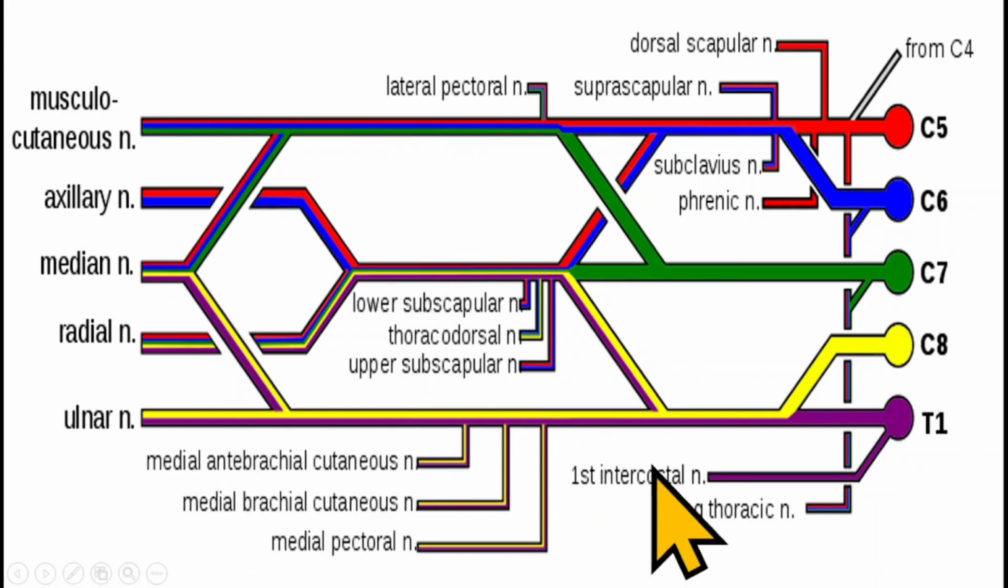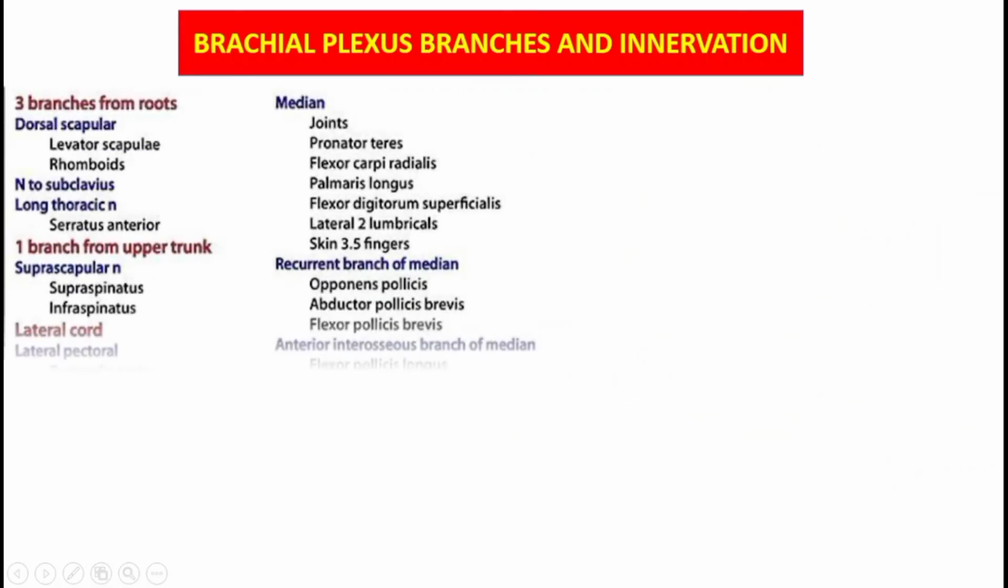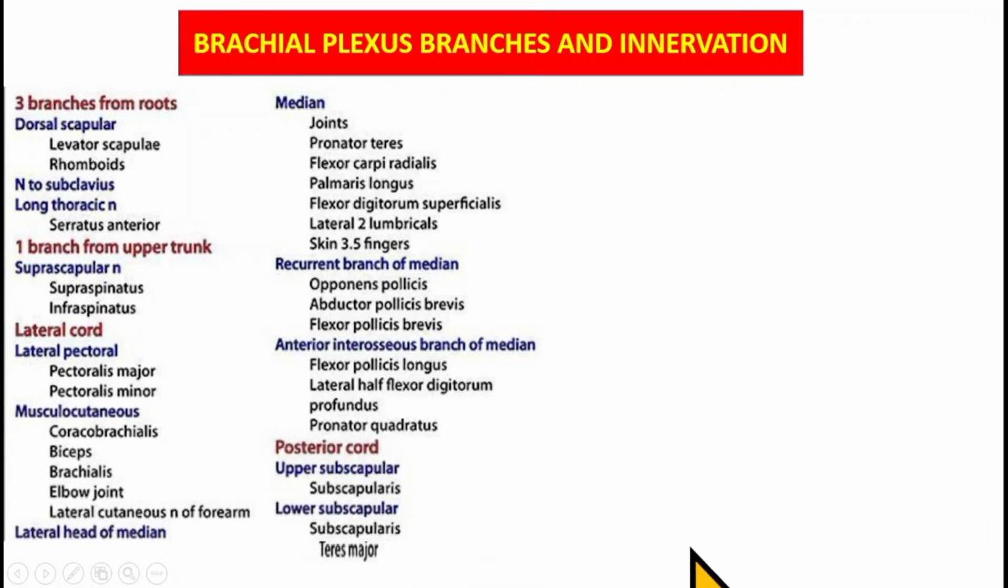You can see the other thing which is mentioned right here, that is the phrenic nerve, C3, 4, 5, which goes to your diaphragm. So the phrenic nerve gives one branch right there, and the other thing which is mentioned right here is the first intercostal nerve, which is also coming from T1. All other things we have already discussed. So you can observe this picture right there. If you are looking for details of what we have already discussed, you can go through it.